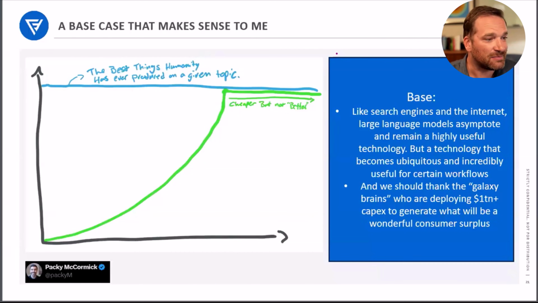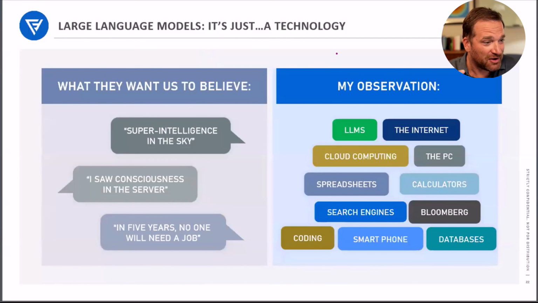A base case that makes sense to me is the asymptote argument, the argument that, like search engines and the internet, LLMs are a highly useful tool. They're a highly useful tool today, and I'll show you a few of those workflows. But they won't exponentially improve forever. Right? There's now this exponential scaling hypothesis. I can't wrap my brain around it. And that's fine. Right? My argument is that's fine.